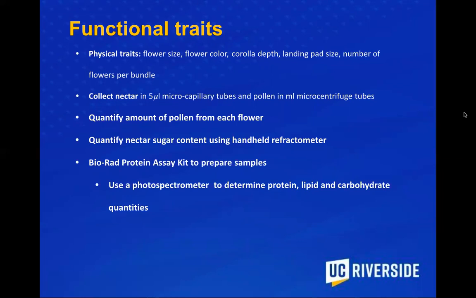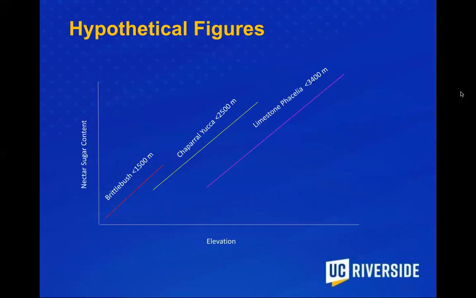And from this, I would quantify how much pollen came from each flower and the nectar sugar content. And then using a photospectrometer would allow me to determine the protein, lipid, and carbohydrate quantities. And this can give us a better idea of how attractive the flower is to pollinators and the viability of pollination itself. So because this research was not completed, I've created some hypothetical figures.